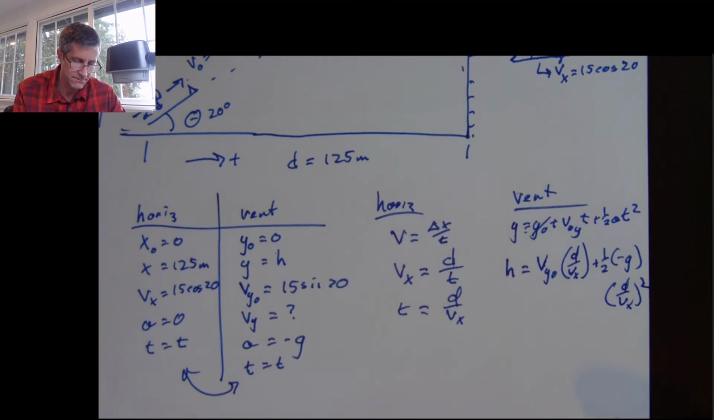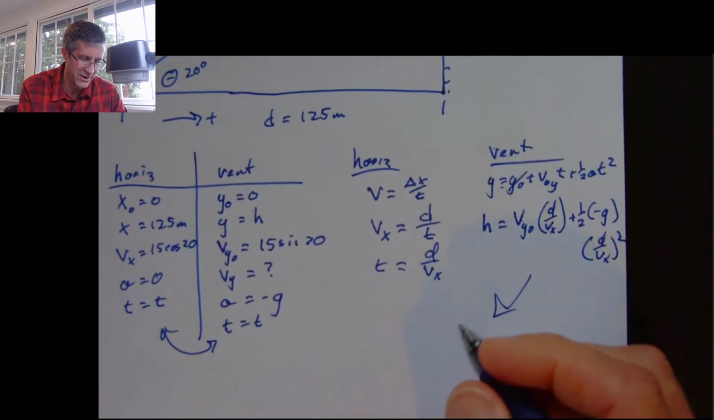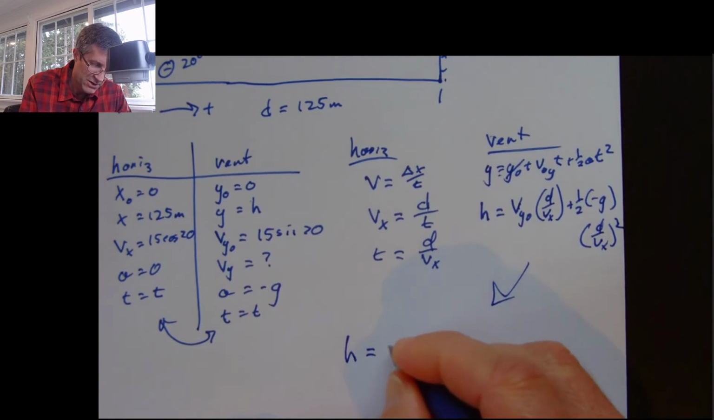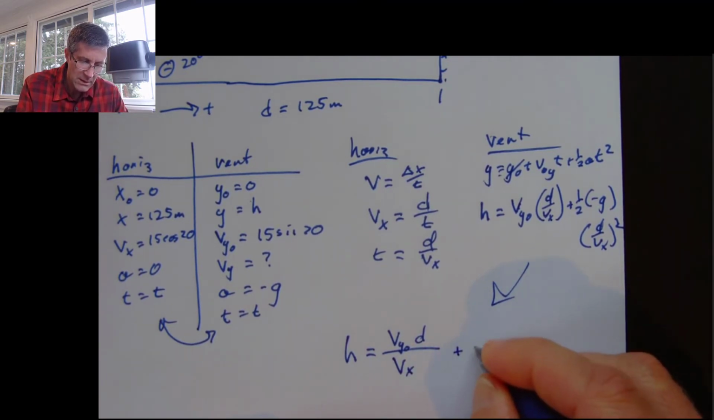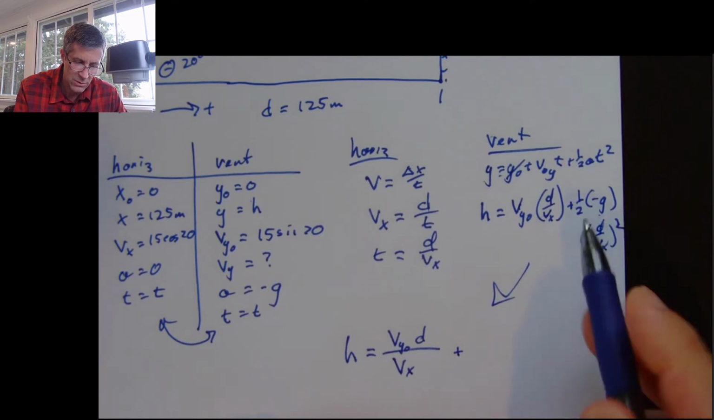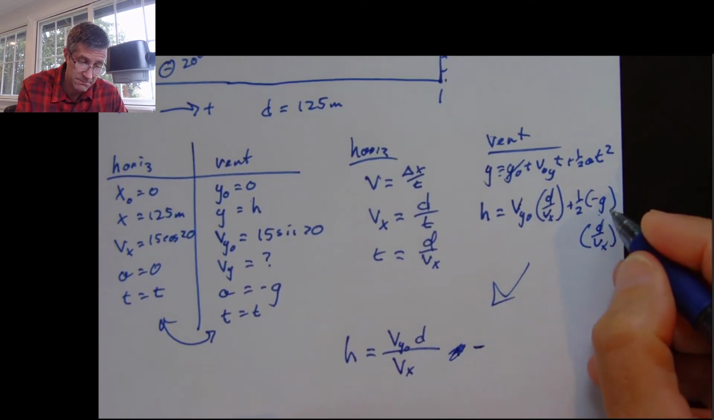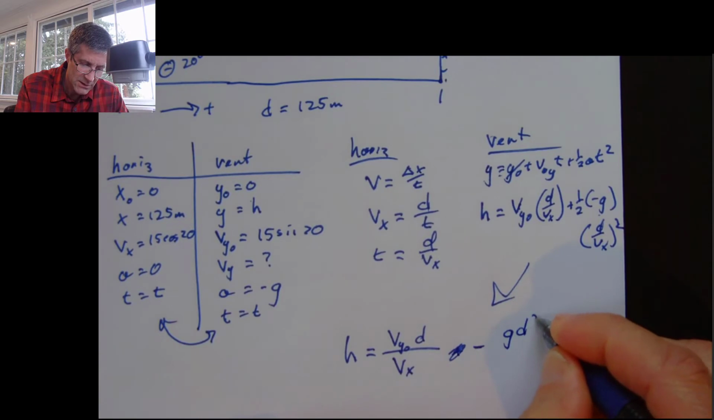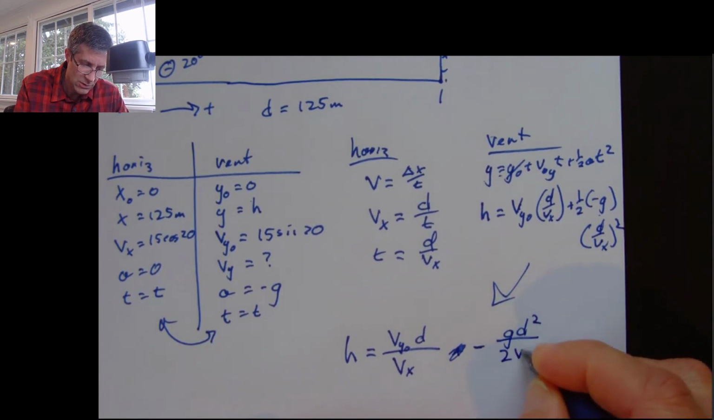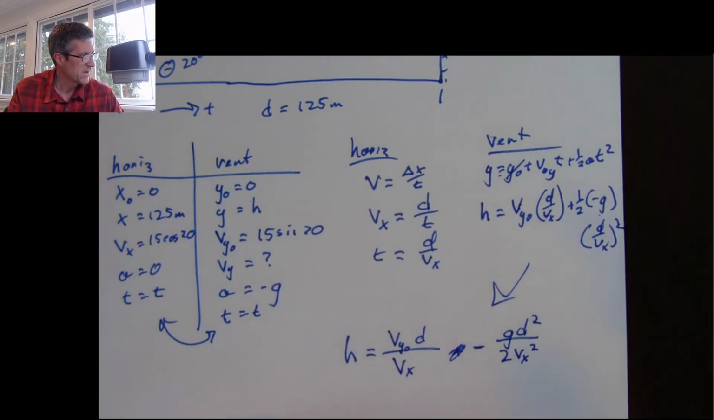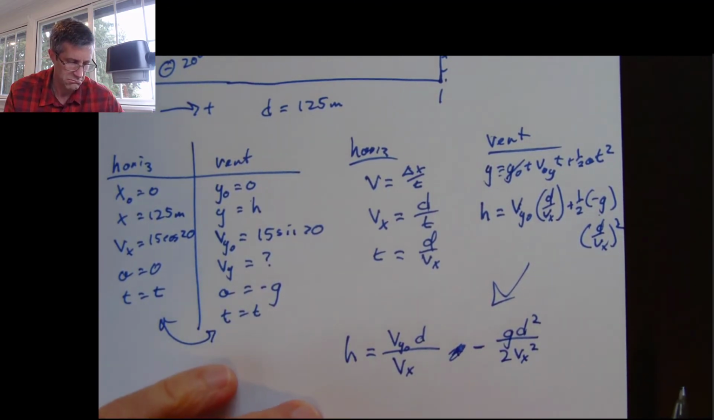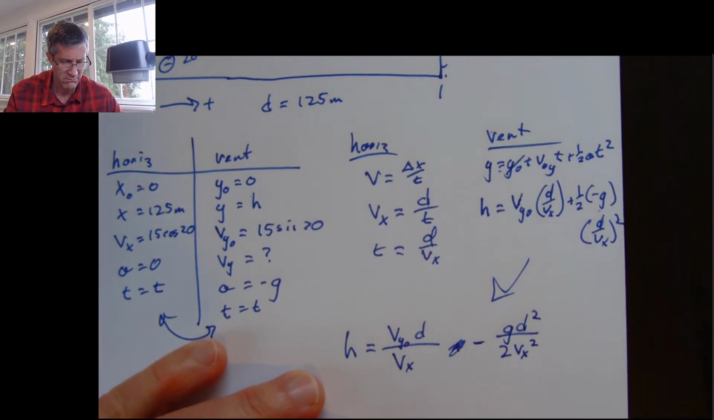Let me clean this up a little bit. So this is what I thought I was writing. h is going to be v naught in the y direction times d over v in the x direction, plus 1/2. Well, actually, it's going to be minus, right? So minus g d squared over 2 times v in the x direction squared. I'm trying to see if there's a simpler way to clean this up. Maybe, but I don't know. I think I'm just going to plug numbers into my calculator at this point.